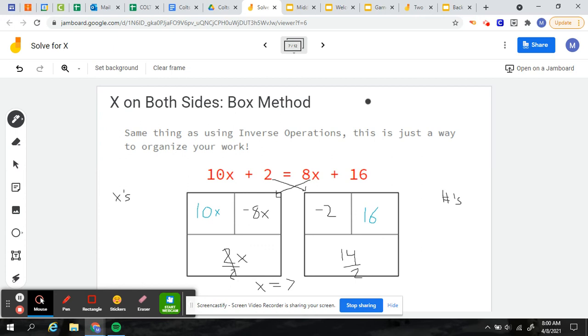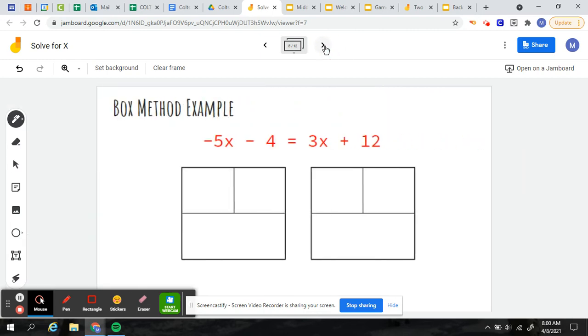So once again, we're still using inverse operations, but the box method makes it a little bit easier to organize. One more example here. We're going to put all of our x's on the left and all of our numbers on the right. The first thing you should do is start with which terms can stay where they're at and just drop straight down. The negative 5x is already on the correct side, so that gets to drop down. And the positive 12 is already on the correct side, so that also drops down.